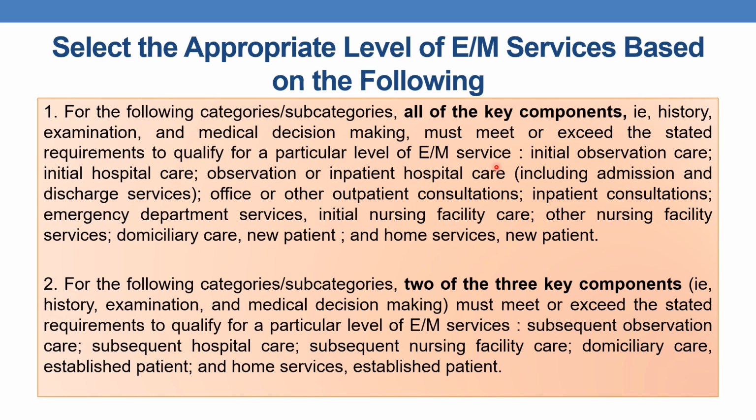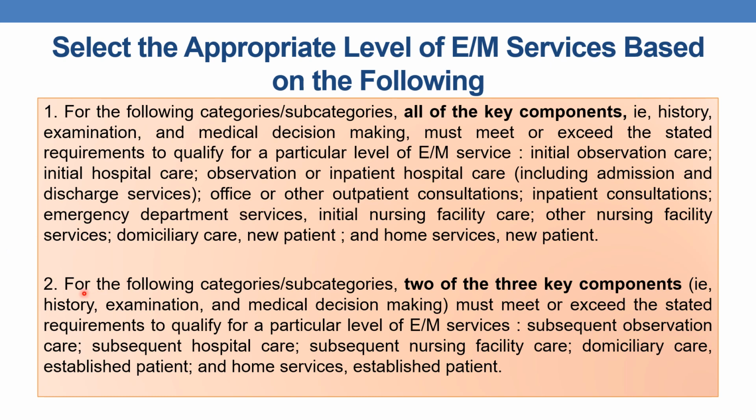So what are the E&M services that require all three key components? They are initial observation care, initial hospital care, observation or inpatient hospital care including admission and discharge services, office and other outpatient consultations, inpatient consultations, emergency department services, initial nursing facility care, other nursing facility care, domiciliary care new patient, and home services new patient.